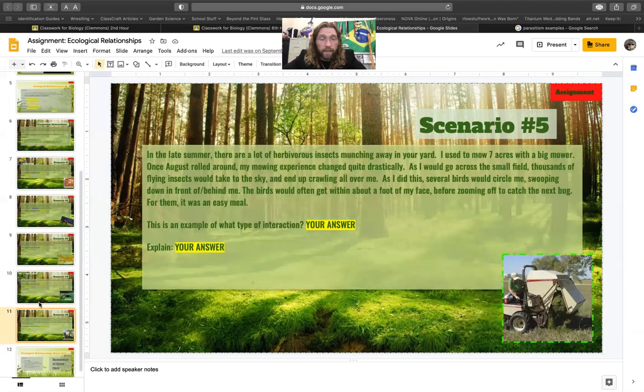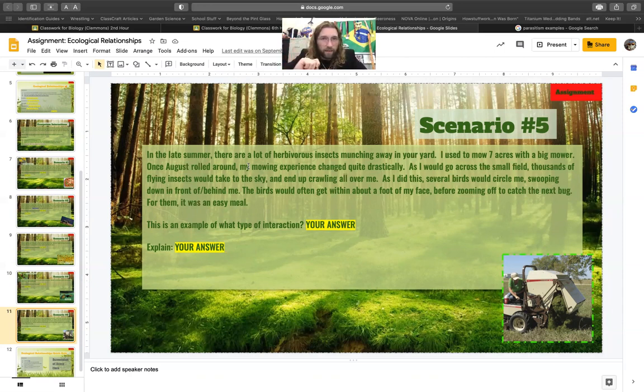And the final one, this is one that was confusing for a lot of people, so I'm going to clarify. I'm asking about the relationship between the person mowing, which was me at the time, and the birds. I'm not asking about the relationship between the birds and the bugs, or the human and the bugs. The relationship between the human mowing with the lawnmower and the birds.